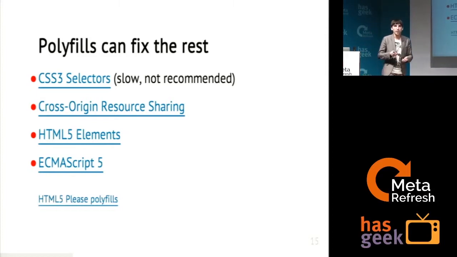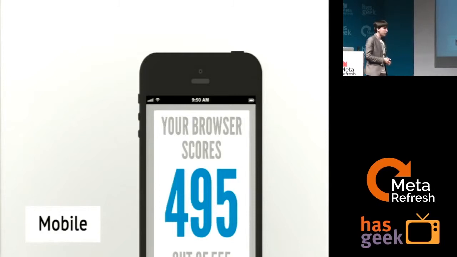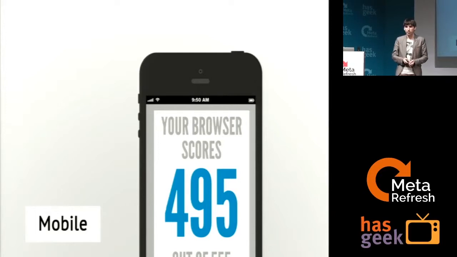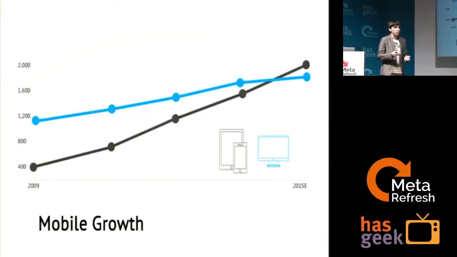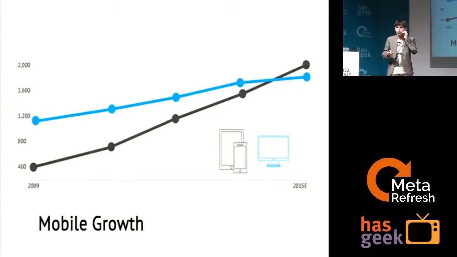And in case some of these APIs are missing, we can easily fix them using one of these great polyfills, for example, for HTML5 tags or ECMAScript 5. We can also fix CSS3 selectors. Well, CSS3 selectors polyfills are actually slow, but still many developers use them. And I think you know that we live in an era of mobile devices, and most browsers of mobile devices were created valid from the very beginning. And according to the statistics, the quantity of mobile devices is growing, and this year they will reach the quantity of desktop devices and go even beyond it.